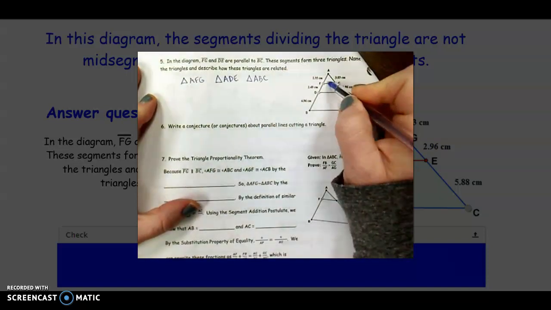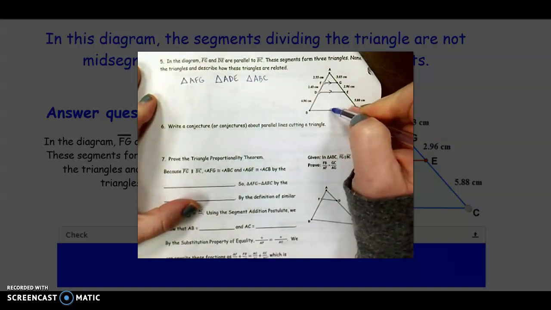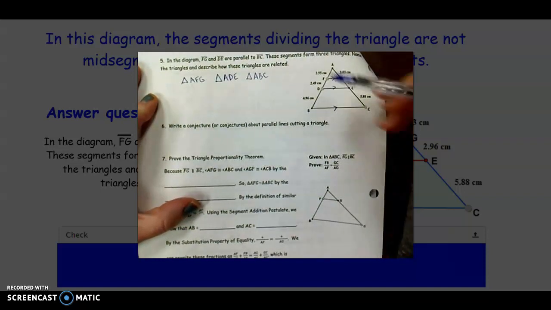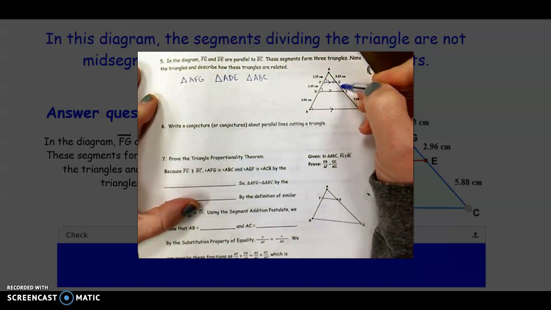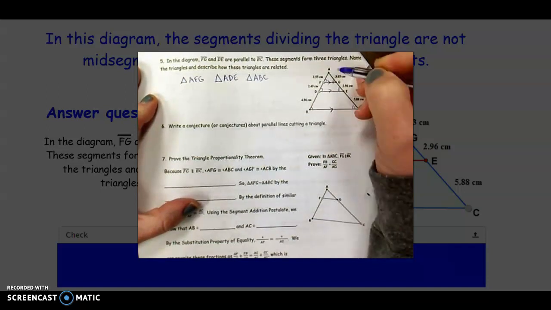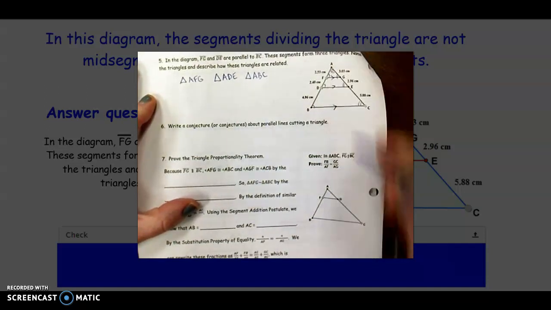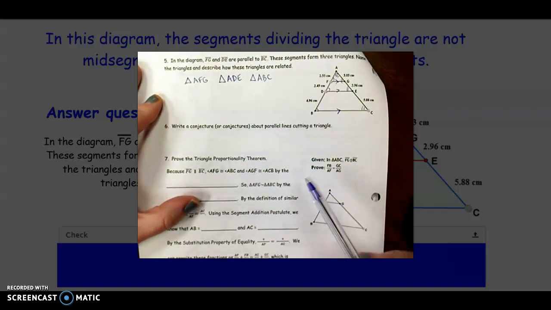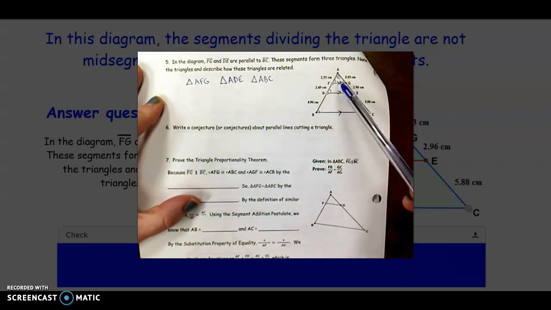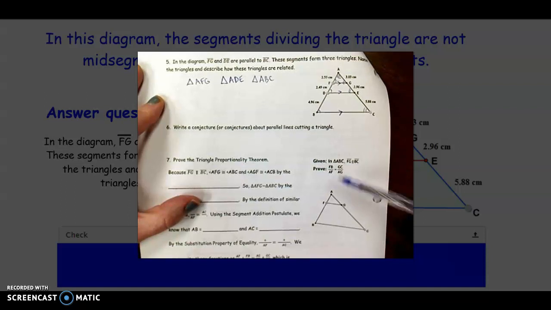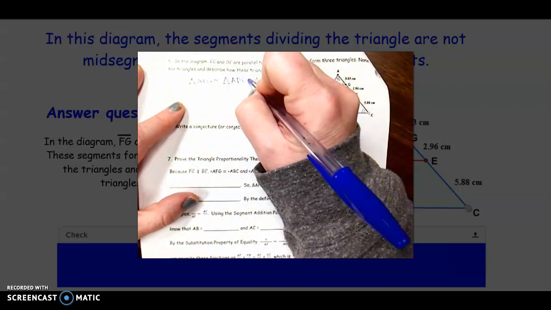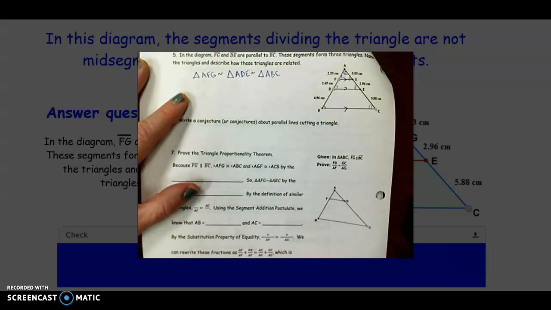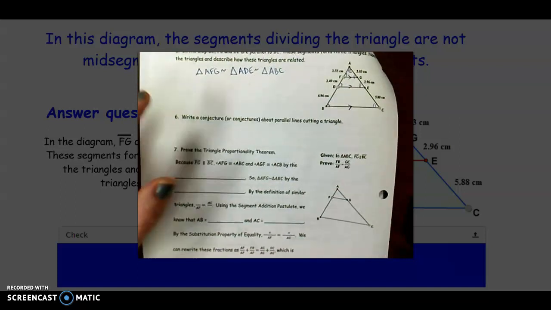Since all of these segments are told to us to be parallel, remember we have those pairs of corresponding angles that are congruent to each other. We also know, of course, that angle A is congruent to itself by the reflexive property. So what is the relationship among those 3 triangles? Well, I hope that you would know that these triangles are all similar to each other. So I'm going to put a similar symbol in between each one of them.